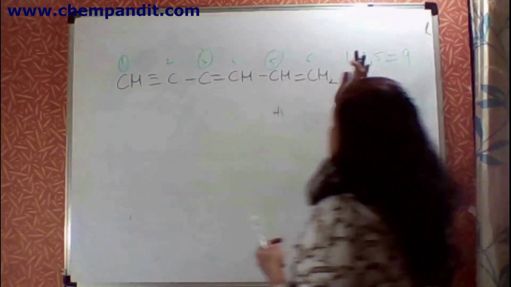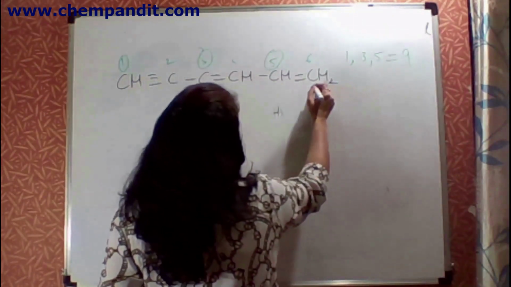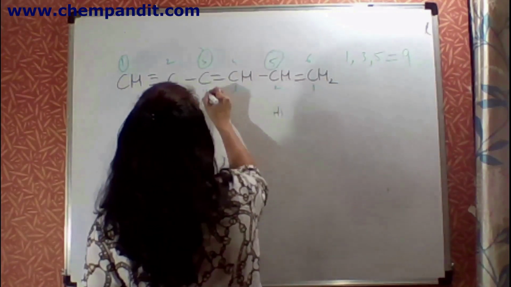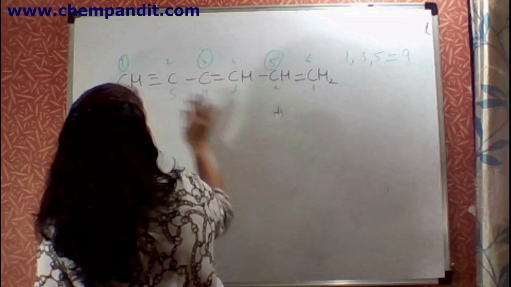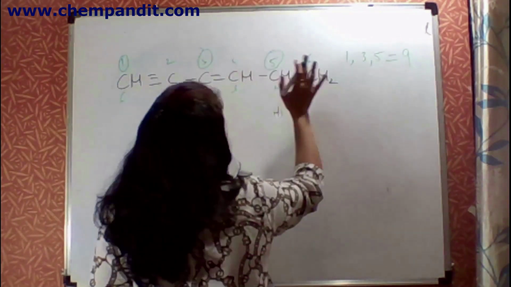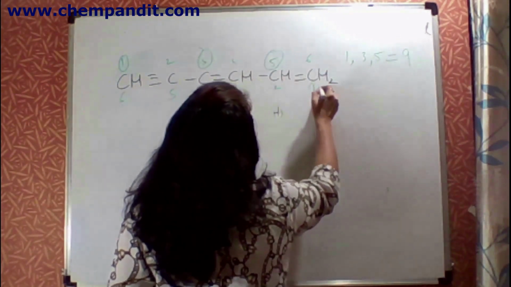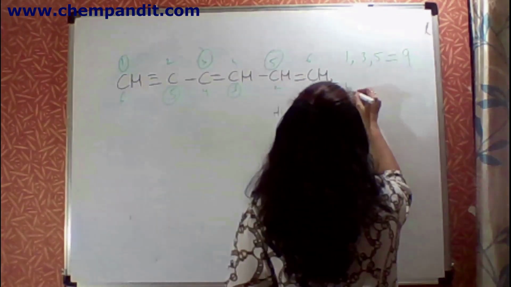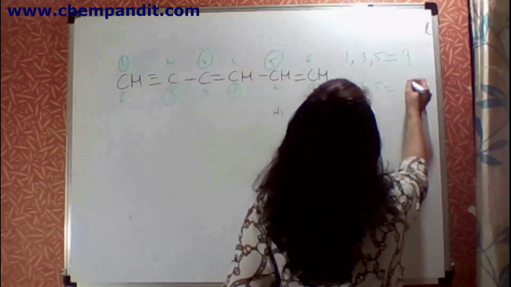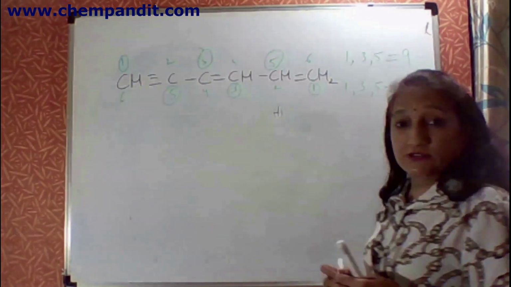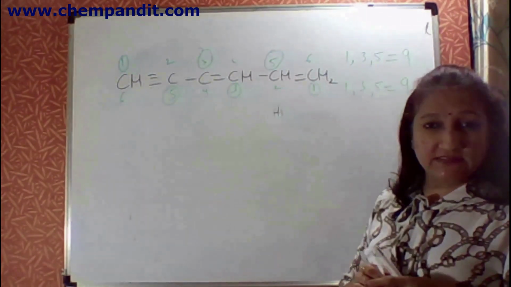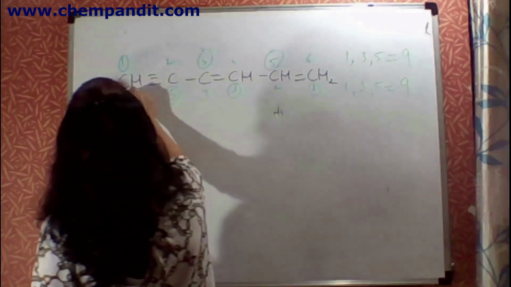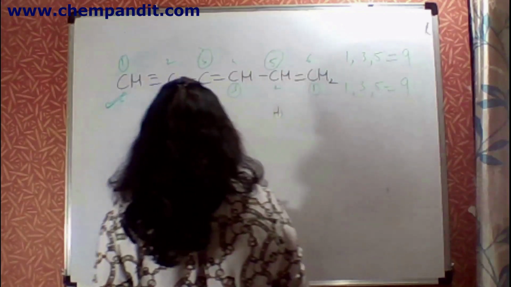Clear? Now let's number this chain the other way round: 1, 2, 3, 4, 5, 6. Now the multiple bonds are falling on carbon 1, 3 and 5. Again the total is same. So we can take any of the ways. Both will be correct. Clear? So I am taking this one.